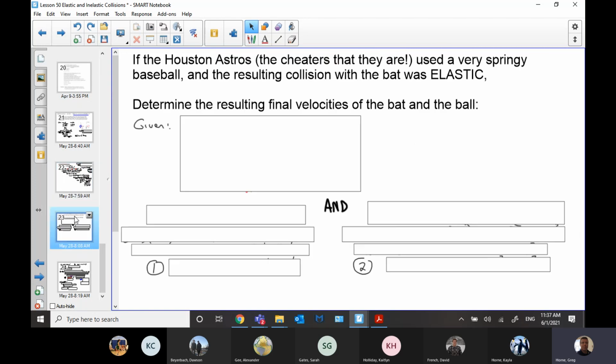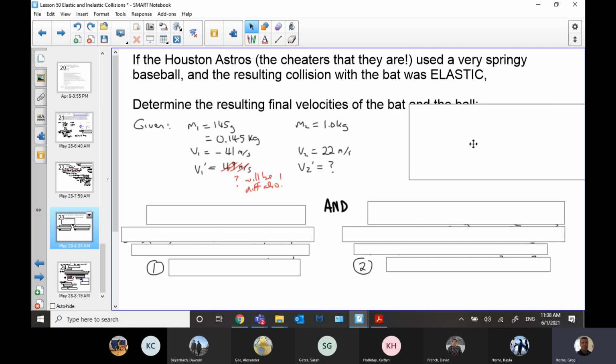So the question is, if the Houston Astros, okay, the cheaters that they are, decided they wanted to use a very springy baseball because they think it would give them an advantage, so they go out and manufacture some super elastic baseballs and manage to get them in the umpire's hands. Obviously, it's very controlled in baseball, right? The teams don't supply their own balls. But in football, of course, there's a team that got away with this for a while, with different inflation levels and so on. So what would happen if the Houston Astros managed to get a big box of very elastic baseballs in the umpire's hands?